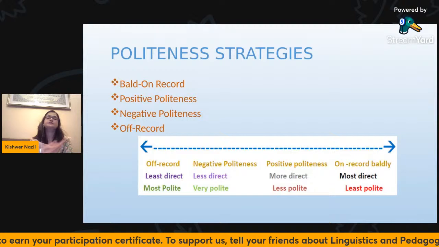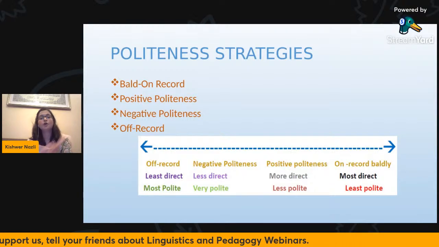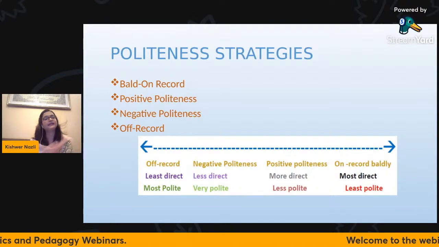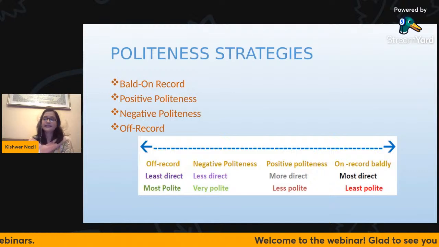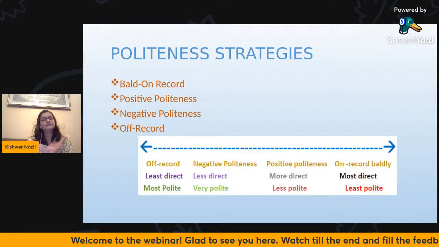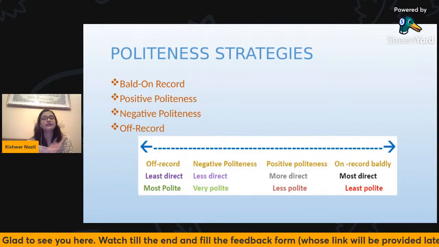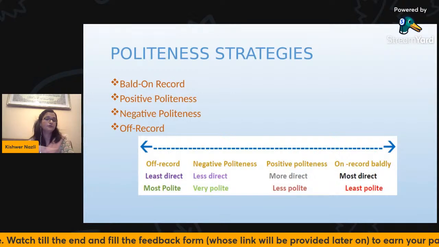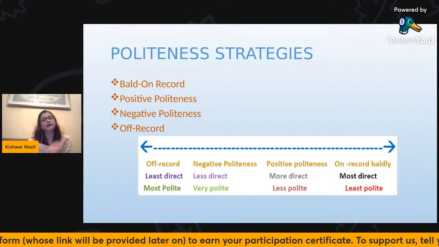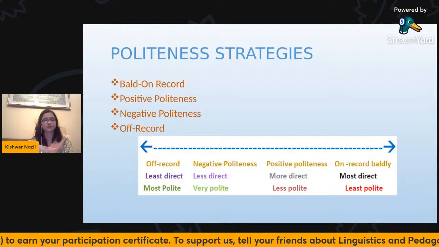And off record is the most polite strategy, when you give the option to the hearer through hints, for example, it is cold in here. If you say that it is cold in here, you mean that you need something warm, but there is no directness here. So there is a choice. You are not infringing his independence. You are giving him the freedom to give you something or not. In contrast, when we say bald on record, help, there is no other option for him.